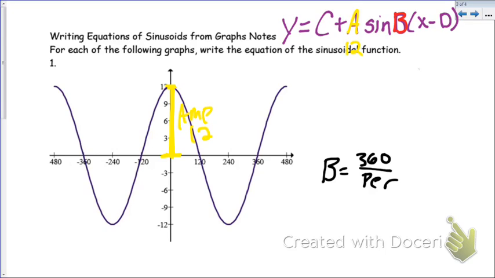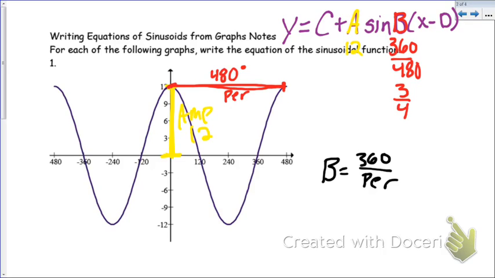I can start from any point on this graph. Let's say I want to start at this top point here at 0. I need to figure out where this graph will reach another high point and complete one full cycle. And it will complete a full cycle over here. And the distance between those in degrees, and this graph is in degrees by the way, I know it's not labeled, but if you're not sure, just let me know. So this distance right here is 480 degrees, and that is my period. So the B that I'm going to write in my equation is going to be 360 divided by 480, which is going to reduce to 3 over 4. So there's my value of B.